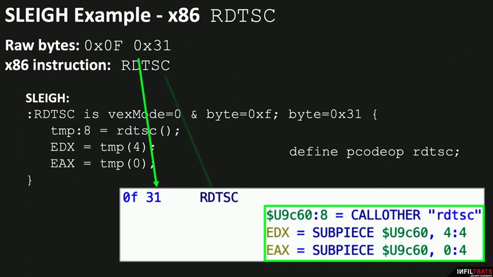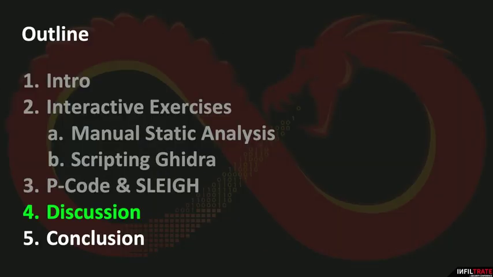So then looking at the P-code that's constructed here, we're going to put out the hex values, put out the opcode itself, RDTSC, and then we're going to say that this temporary value is the result of calling RDTSC, this kind of intrinsic value. And then we take the temporary value, the U9C60, and then we take 2 sub-pieces of it, 2 slices of it, and put those into those registers there, as you can see. So that concludes our discussion of P-code, SLEIGH, scripting, and interactive use of Ghidra.